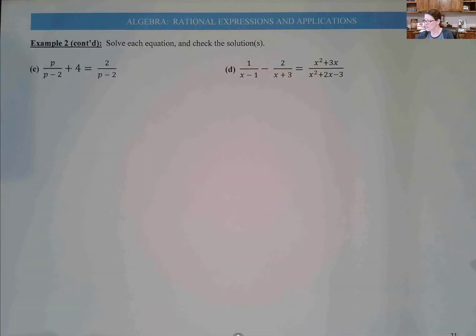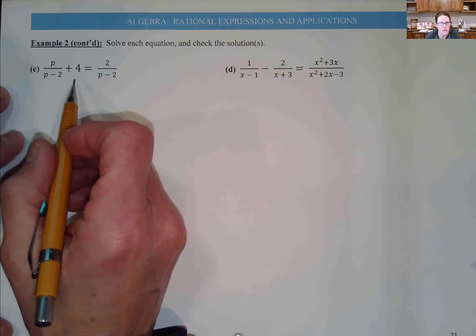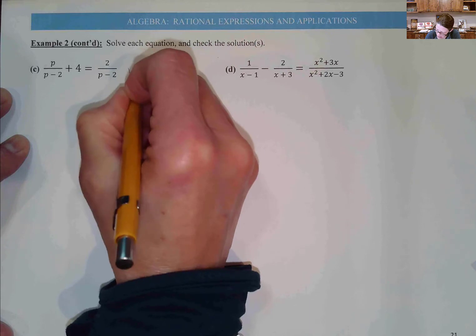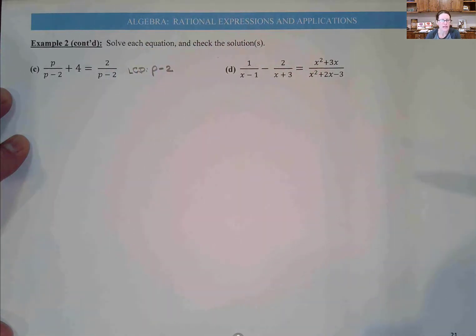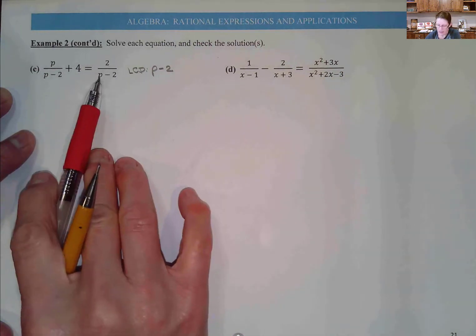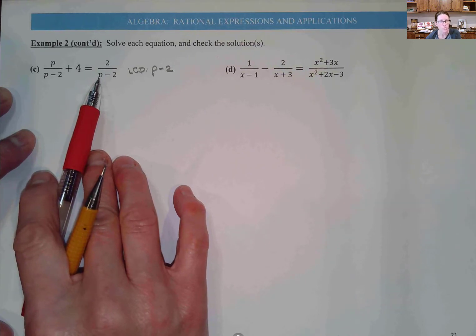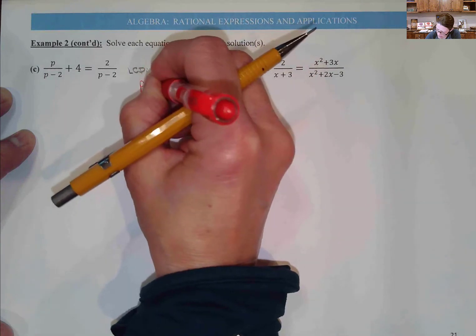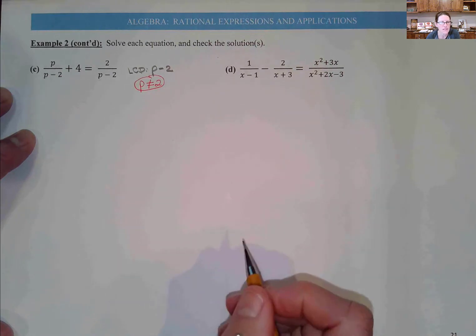As we continue with example 2, part C, still solving each equation and checking solutions. We're going to multiply here by the LCD P minus 2. I'm going to tell myself here very quickly that in the denominator we cannot include P equal 2. P cannot equal 2 because 2 minus 2 is 0 and would cause 0 in the denominator.